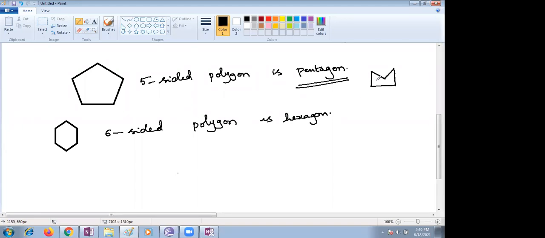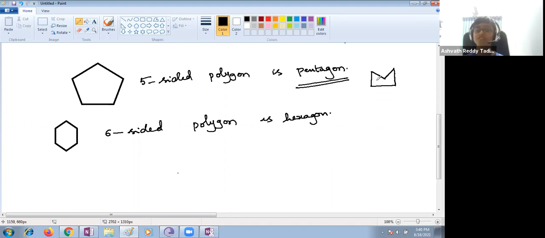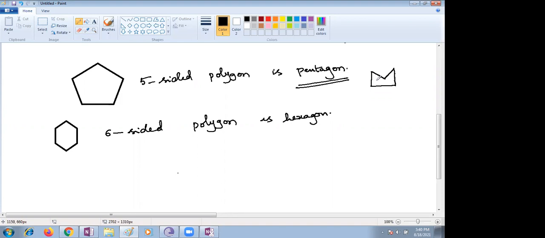Why is it not a pentagon, ma'am? It also has 5 sides, right? It is a closed figure, bounded by 5 line segments, and there is no overlapping. Yes, it is a polygon. But there are different types of polygons, Nana: concave polygons and convex polygons.